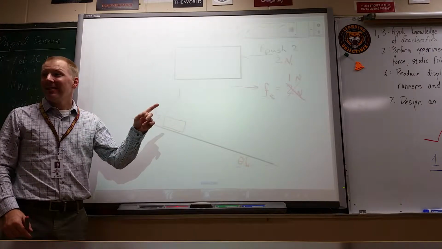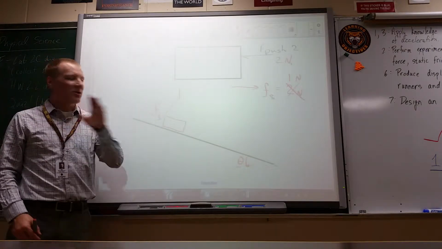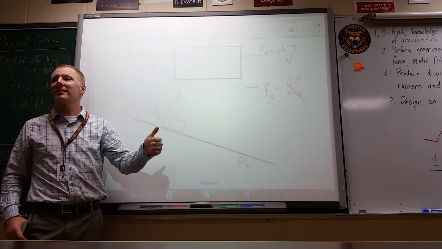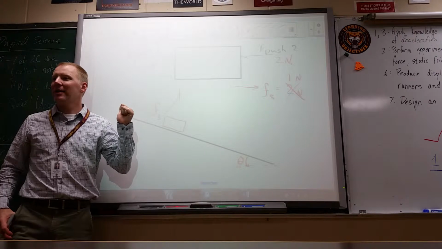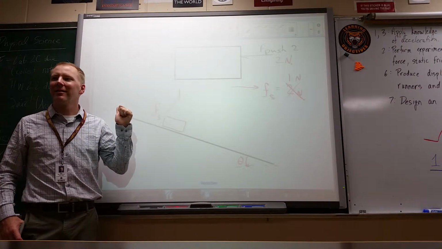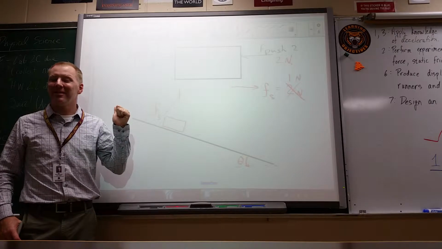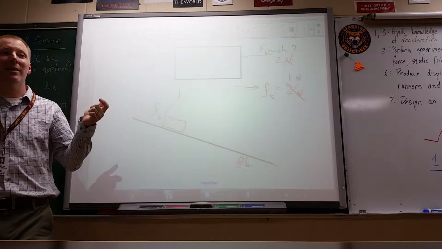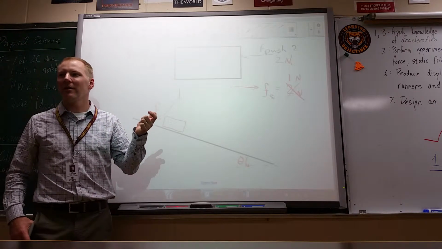Let's say that kinetic friction is bigger than that. So it starts sliding, but kinetic friction is bigger than the static. So now suddenly it's got more friction than it used to, pushing back. What happens to it? It stops. Or slows down, but it only just started moving. So it would stop again if kinetic friction is bigger.